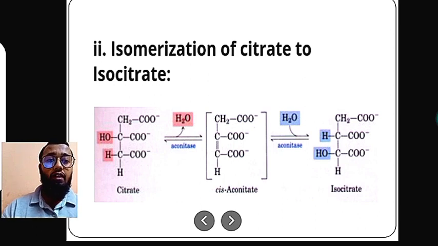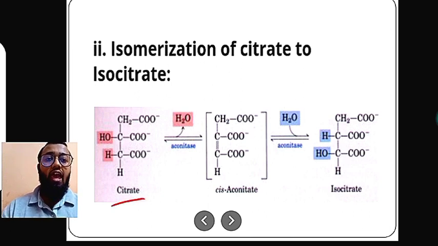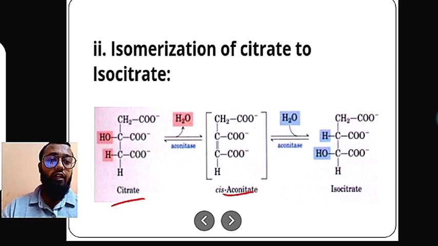The second reaction is the isomerization of citrate to isocitrate. The citrate reacts with aconitase. We all know that this aconitase catalyzes the isomerization of citrate, and it catalyzes the conversion into the isocitrate form. And the middle product is cis-aconitate, which is formed by the enzyme aconitase.